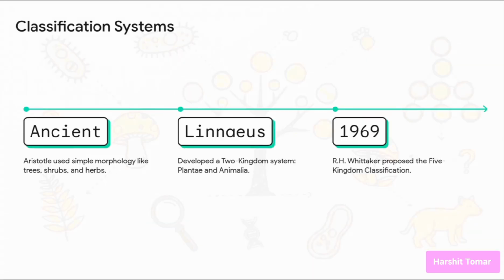You know, since the dawn of civilization, humans have instinctively classified organisms. Aristotle was actually the first to use a truly scientific basis for this. He just looked at simple morphology, sorting plants into trees, shrubs, and herbs, and animals into those with red blood and those without. Later on, Linnaeus formalized a 2-kingdom system, Plantae and Animalia. But it wasn't until 1969 that R.H. Whitaker proposed a massive, game-changing breakthrough, the 5-kingdom classification.